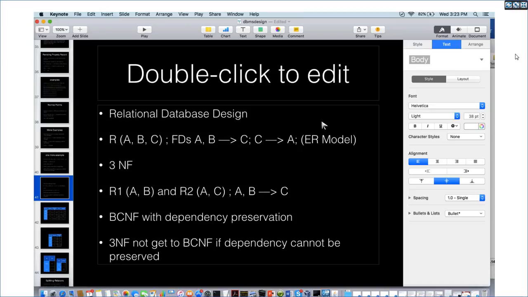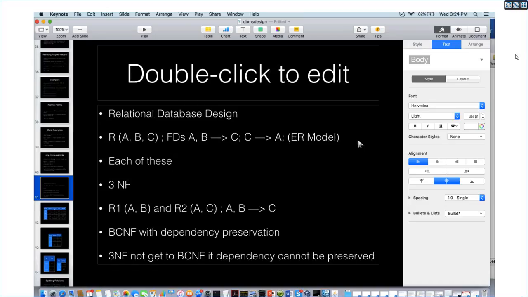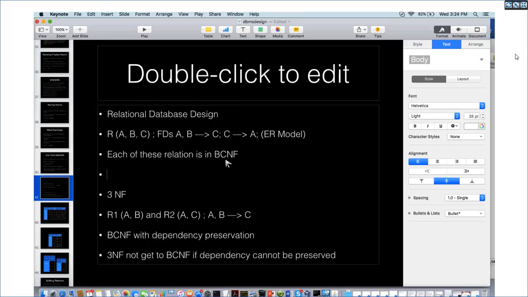Then you're going to look at whether each of these relations is in BCNF. That's a requirement. The highest goal is to see if each of these relations is in BCNF. If it is not in BCNF, then what are you going to do? Then you're going to split the relation to have BCNF. Now, when you're splitting this relation, this is where you're getting into problems.